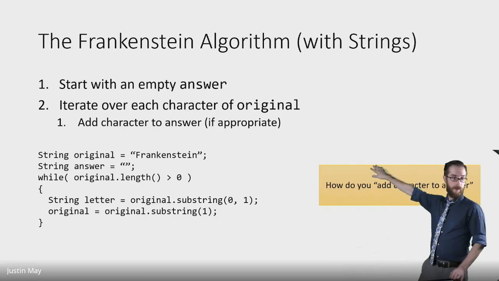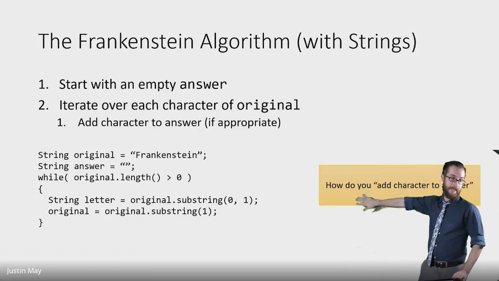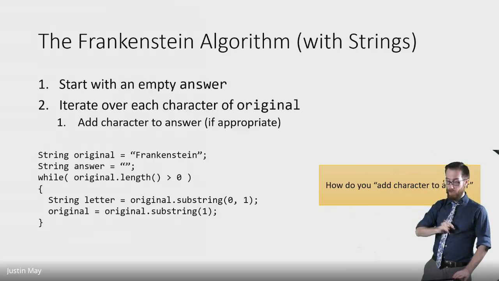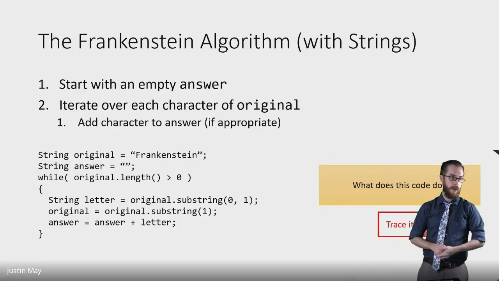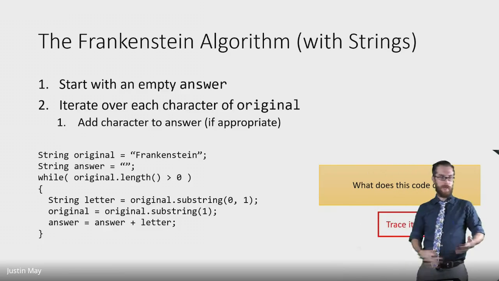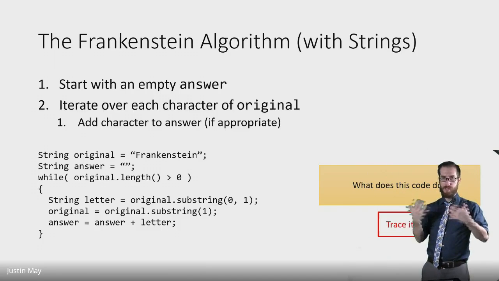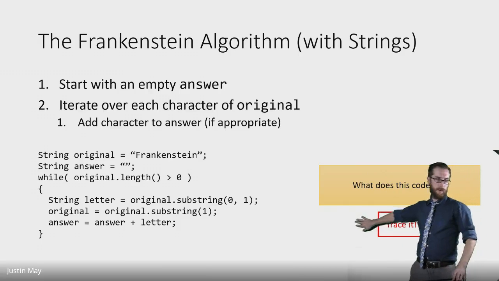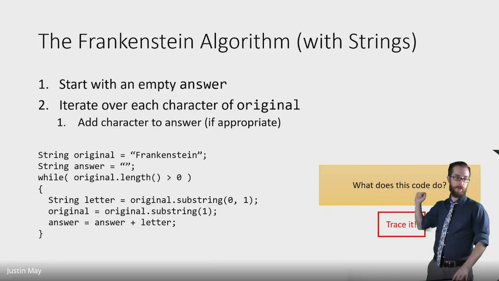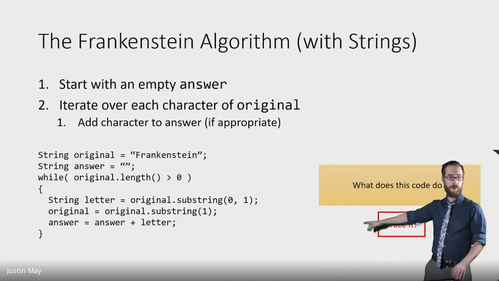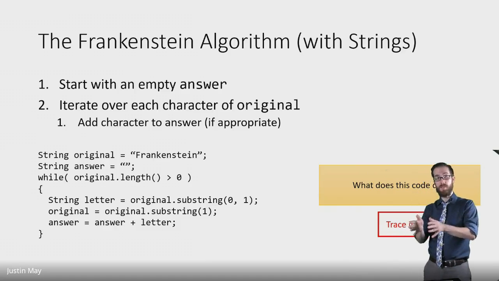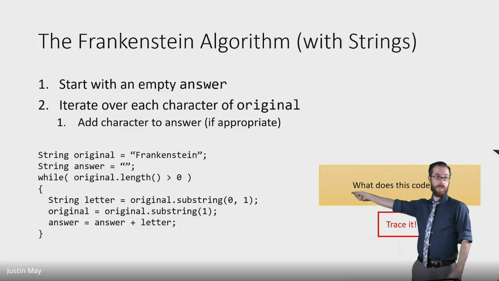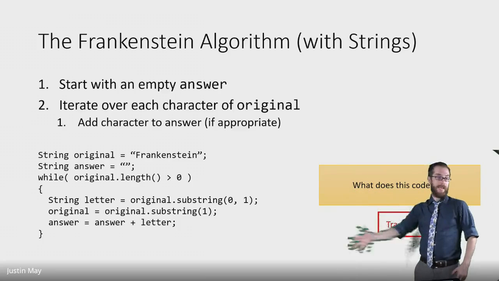Now for our algorithm, we're going to add the character, this letter, to our answer if appropriate. So for starters, we're just going to say it's always appropriate to add this letter. And how do we add something to a string? We use concatenation. It's just the plus sign. Adding strings, adding numbers, same symbol. So here, I have answer, which starts as the empty string. I'm going to change its value. I'm going to assign it a new value. That new value is answer itself plus the letter. So whatever answer was plus a letter is going to get me my new answer. So I've just taken this first letter of the original and added it to the end of my answer.